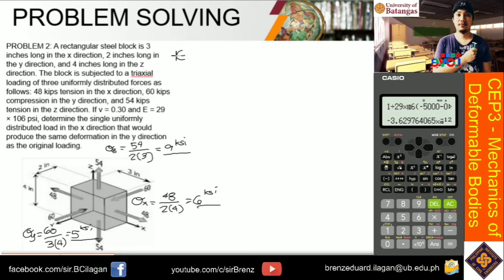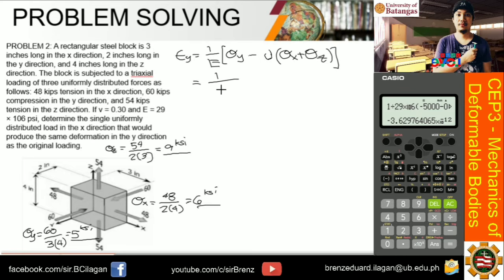So yung strain with respect to Y is equals, so ano nga yung formula natin dito? So 1 over E, and then quantity of stress in Y, minus the Poisson ratio V times the quantity of stress in X plus stress in Z. Okay? So 1 over 29 times 10 to the 6.